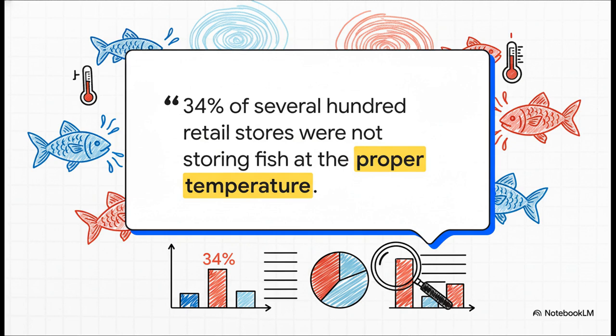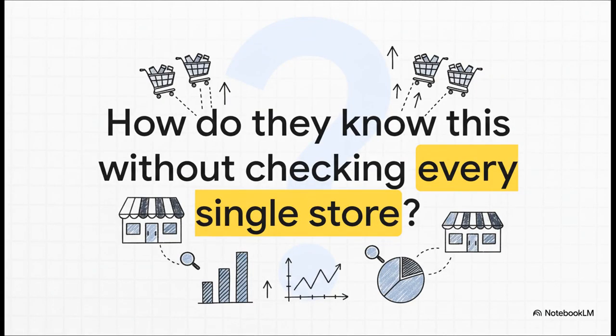So let's kick things off with a real world stat from the FDA. They found that 34%, that's more than a third, of retail stores weren't keeping fish at the right temperature. It's a really specific number. And yeah, it sounds pretty alarming, but it should also make you a little curious. And that leads to the big question, doesn't it? How on earth could they know this without going to every single store in the entire country? That would be impossible. Well, that's where the magic comes in. And the answer, in one word, is statistics.